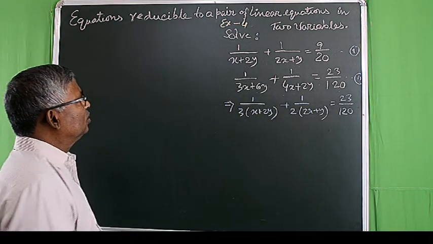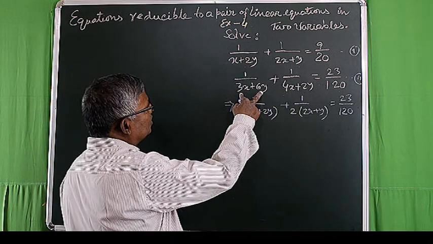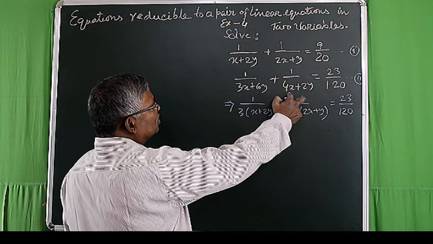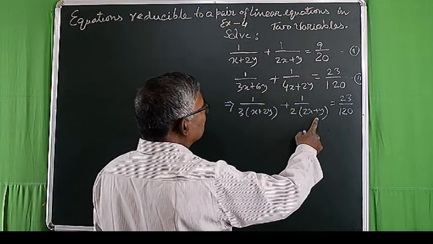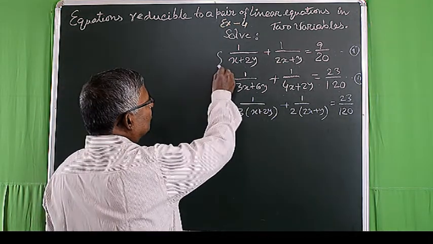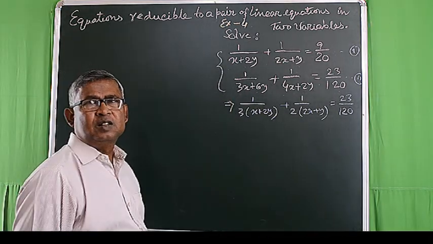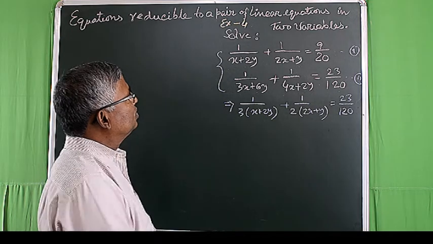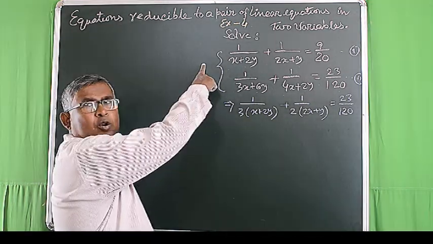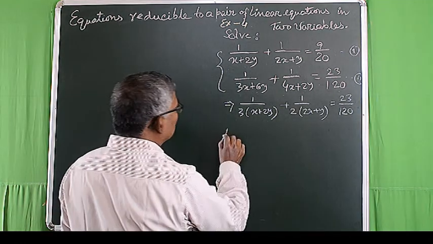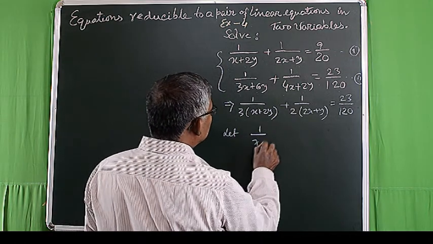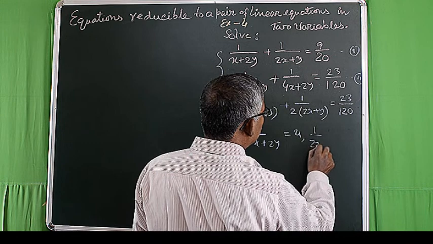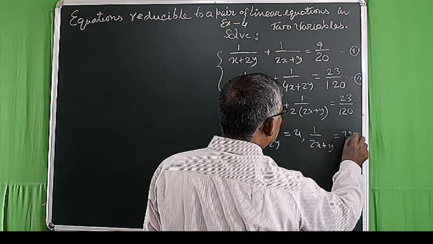So we are taking common 3. So we get 3 into x plus 2y. Here we are taking 2 common. So we can write 2 into 2x plus y. Students, clearly these two equations are nonlinear equations in two variables x and y. So we have to reduce these equations into linear form. For this, let us put 1 by x plus 2y equal to u and 1 by 2x plus y equal to v.